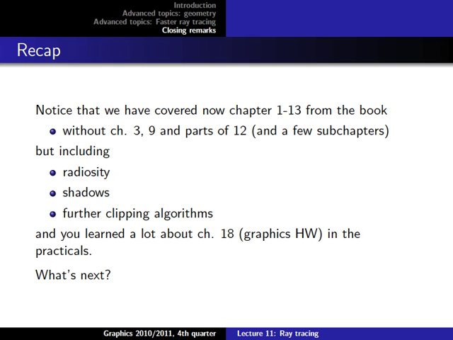Chapter 9 is about signal processing. I think I said that before. That is interesting, but it's not really that you can't do graphics programming without the knowledge that is in there. But of course, if you're interested, you're welcome to read it. But it's not part of the course.